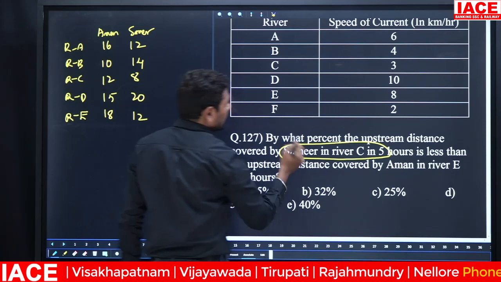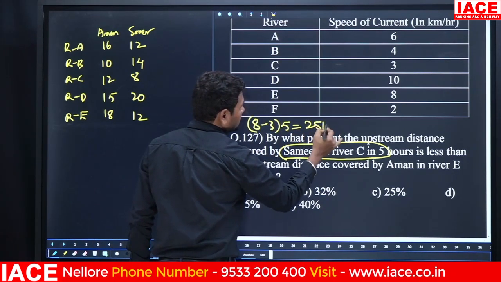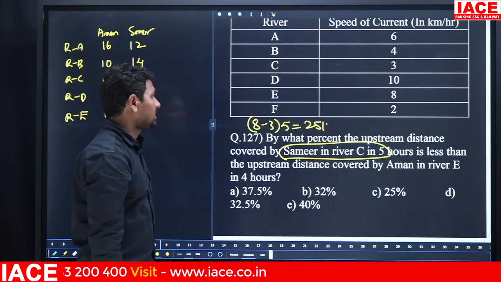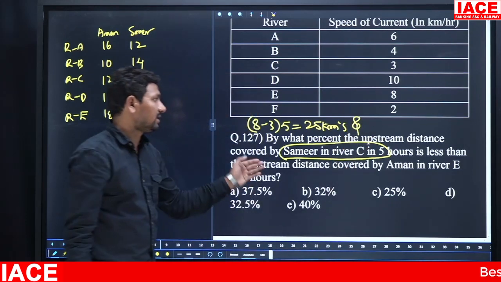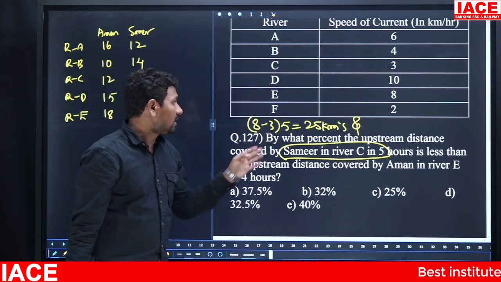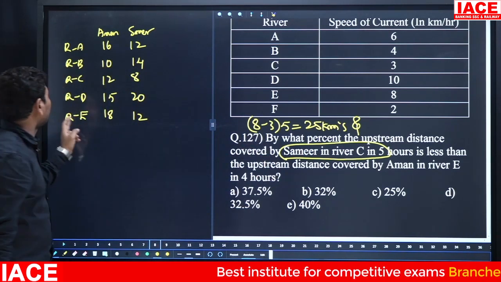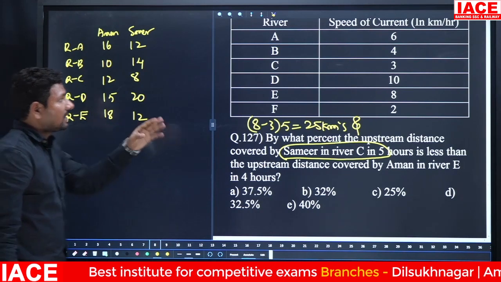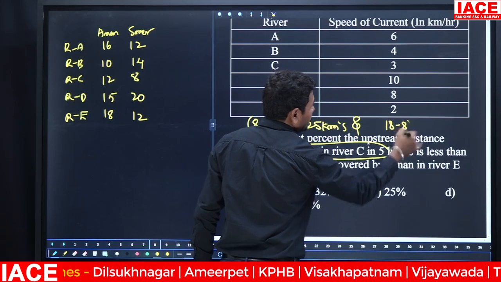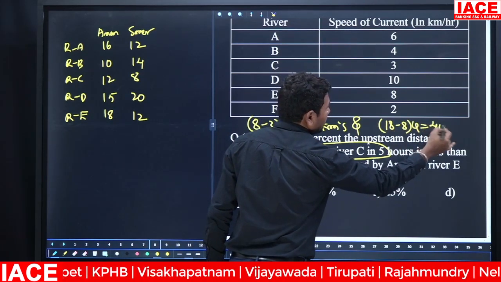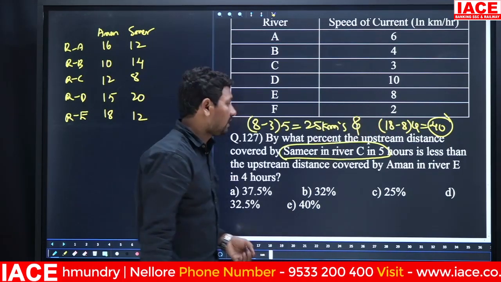Here 8 minus 3, how many hours journey? 5 hours journey. His speed is 5, so the distance is 25 kilometers. This is about Samir. Coming to the next, Aman in river E: the speed is 18, 18 minus 8 means 10. It is a 4 hour journey, so 40 kilometers. 25 kilometers is less than the 40 kilometers.